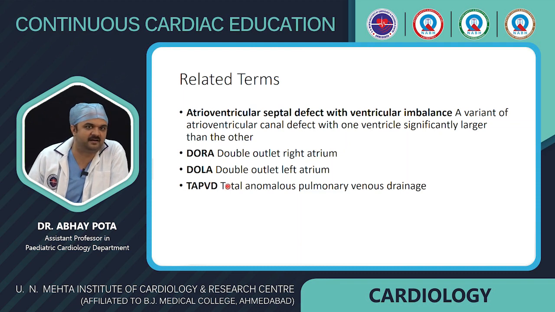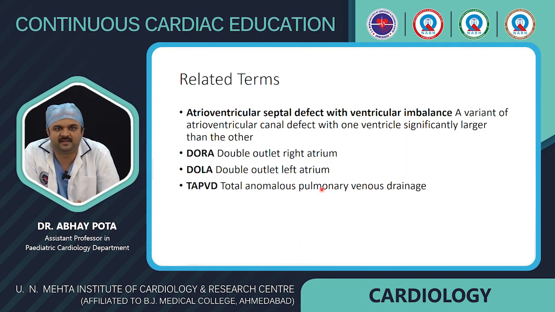What is TAPVD then? Total anomalous pulmonary venous drainage. We commonly have heard that there is a common term called TAPVC, total anomalous pulmonary venous connection. It is very common to know about TAPVC, but what is TAPVD? TAPVD means that normal pulmonary veins are draining into LA roof only.